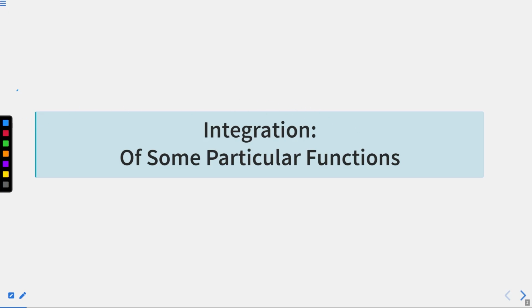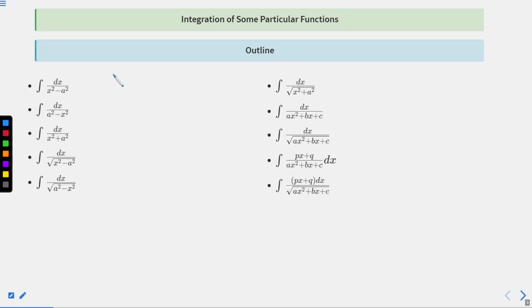In today's session, we will be learning about some particular functions integrations. So far we have seen the method of substitution and the method of integration using trigonometric identities and trigonometric formulas. Now in today's session we will be learning about particular function integration directly.